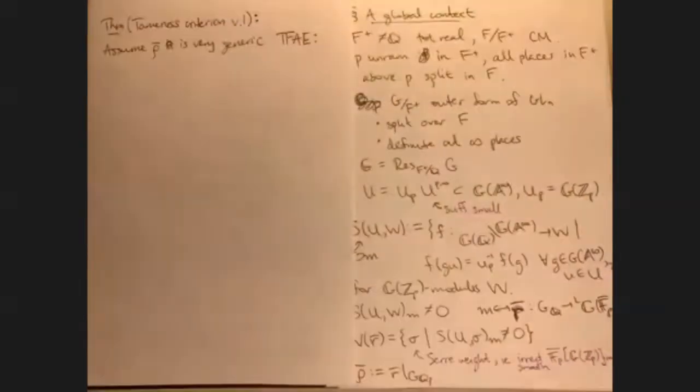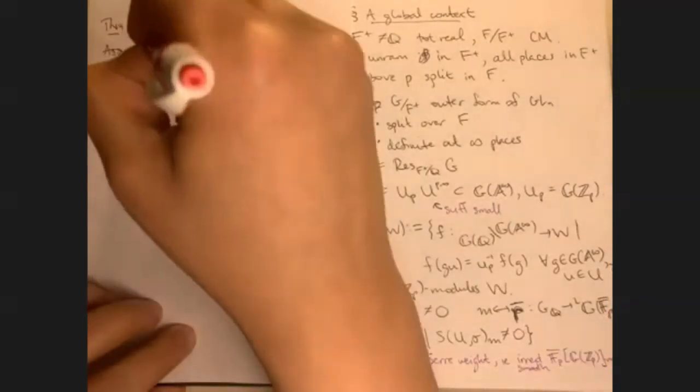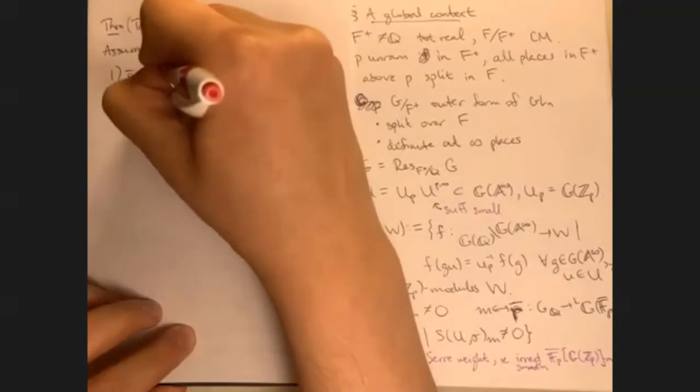In the second version, if I get to it, you can in fact weaken this hypothesis and make the polynomial explicit. Okay, so the following things are equivalent. First, rho bar is tamely ramified.